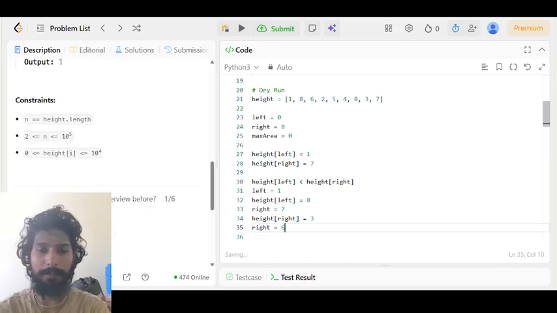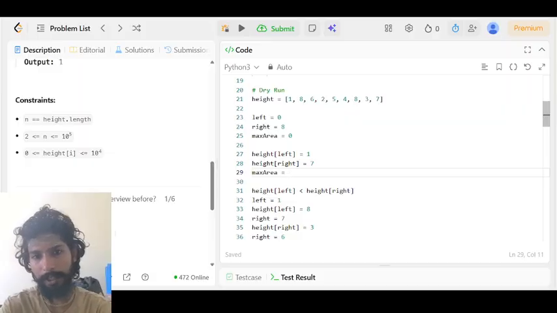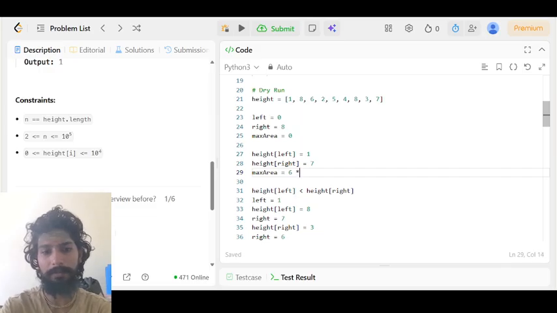Also we are recording the maximum area. So once height left and height right were there, max area will become the distance between them, 7 minus 1, so 6 multiplied by 1 equals 6. So actually it will become max of max area and the current area. So it is max of 0 comma 6, that is equal to 6.